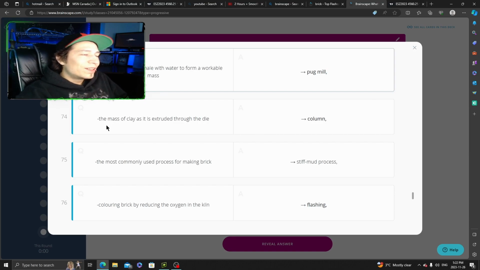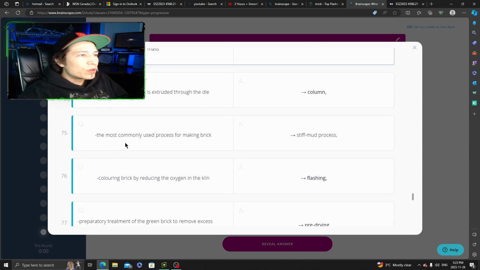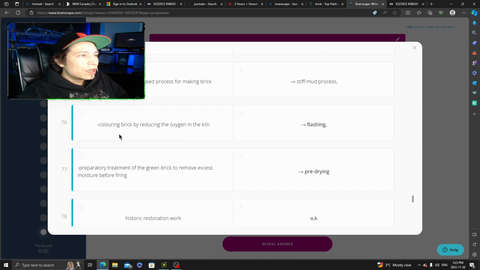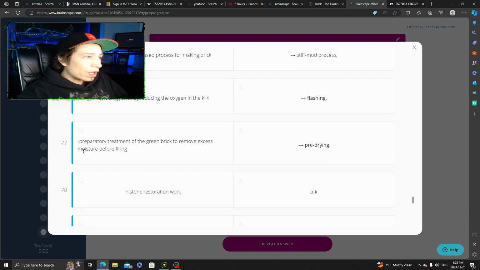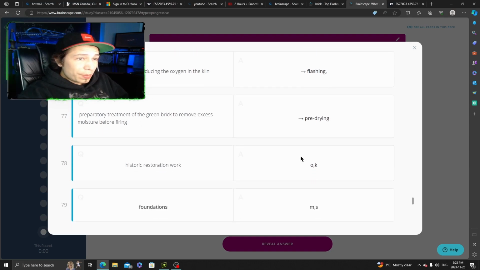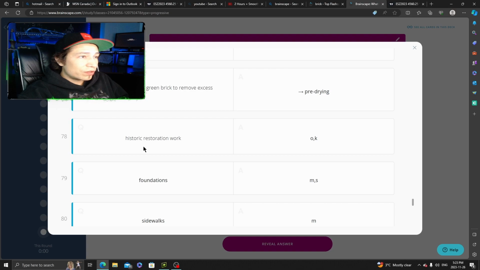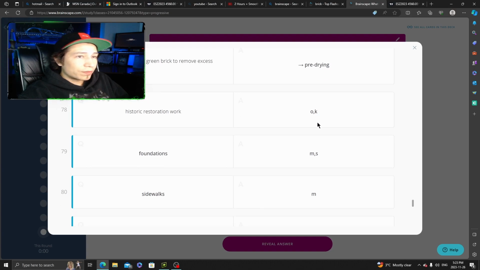The mass of clay as it is extruded through the die column. The most commonly used process for making brick: stiff mud process. Coloring brick by reducing the oxygen in the kiln: flashing. Preparatory treatment of the green brick to remove excess moisture before firing: pre-drying.